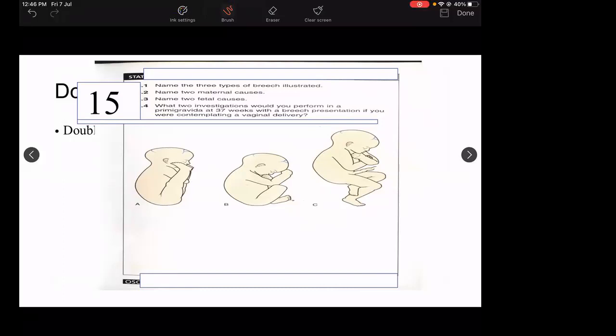B, what did you say B is? Complete breech. Yes, B is a complete breech. And then C, footling. Yes, that is a footling breech. So mention 2 maternal causes of breech presentation.